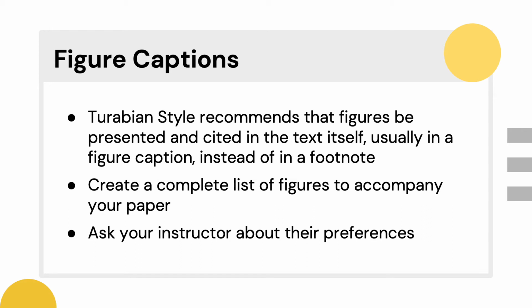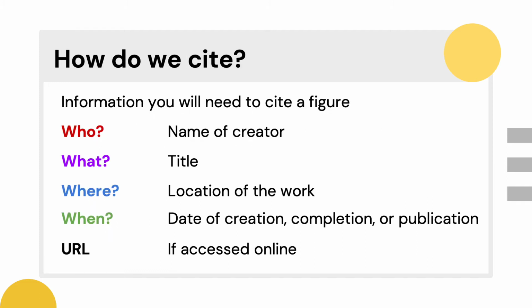In our last module, you learned how to create note and bibliography citations for books and journal articles. Turabian style recommends a different approach to citing figures. Instead of a note, you should create a caption to go along with each figure in your paper. And instead of citing figures in your bibliography, Turabian style recommends separating them into their own list. Ask your instructor about their preferences before you begin citing figures.